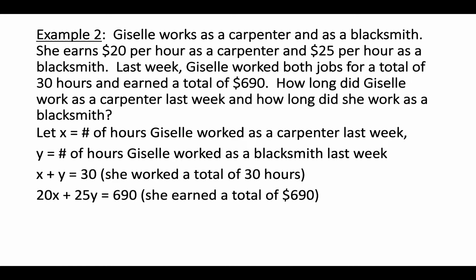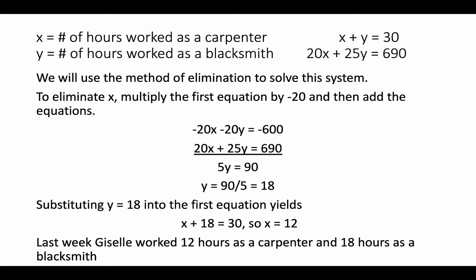Since she earned a total of $690, x hours at $20 an hour as a carpenter would be 20x, and y hours at $25 an hour as a blacksmith would be 25y. So 20x plus 25y equals 690. We will use the method of elimination to solve this system.